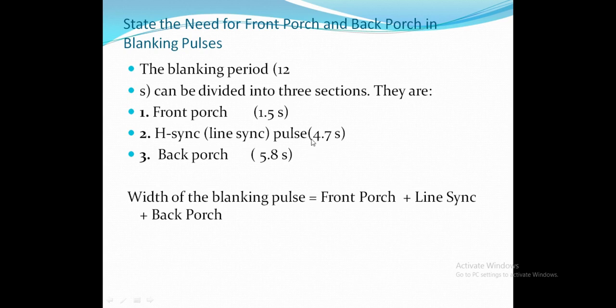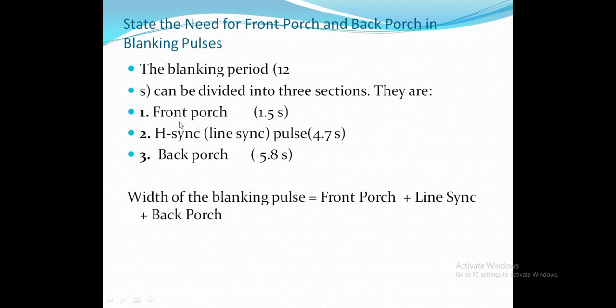Next topic: what is the need for front porch and back porch in blanking pulses. Actually, the blanking pulse range is 12 microseconds, and that is divided into 3 sections. They are the front porch, the H-sync pulse and the back porch.